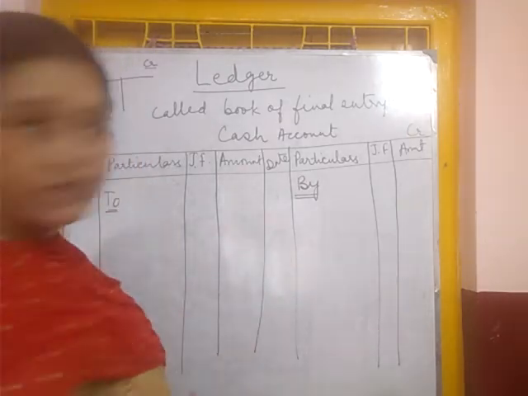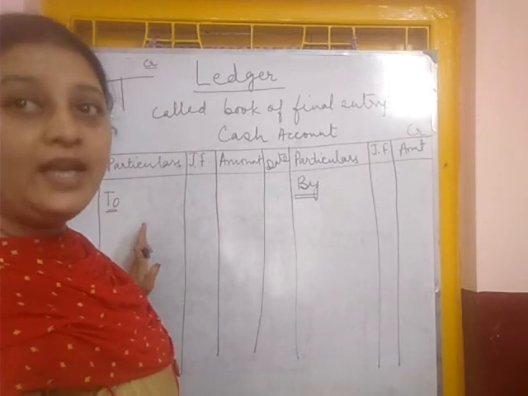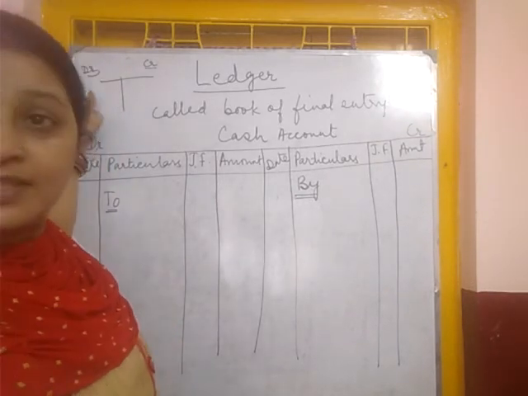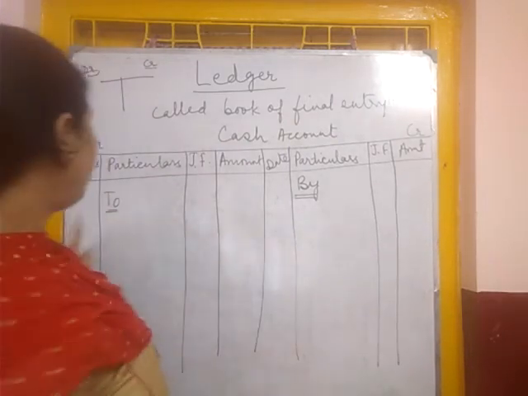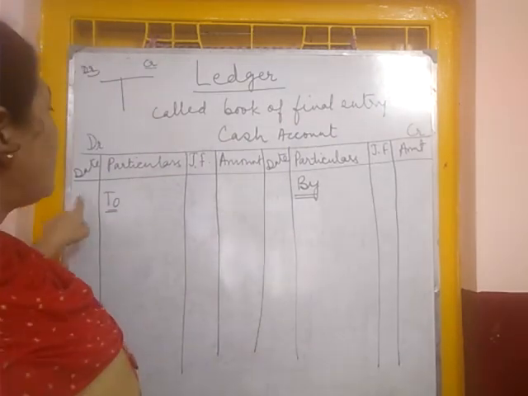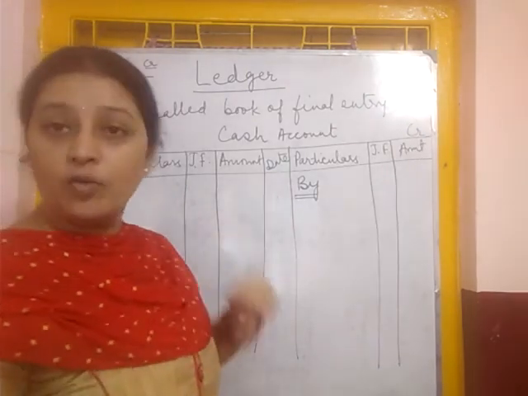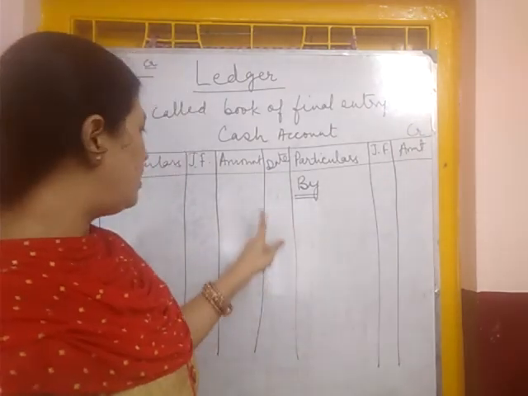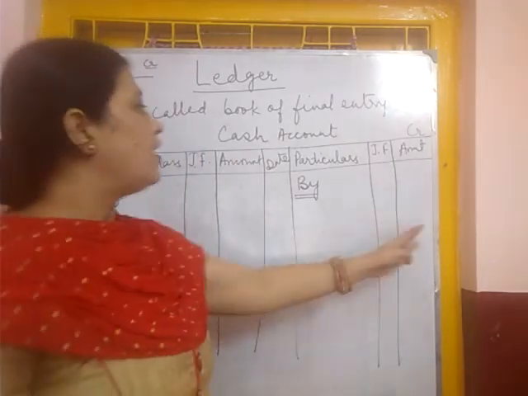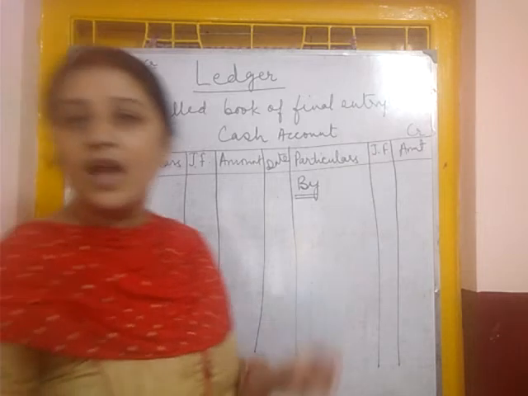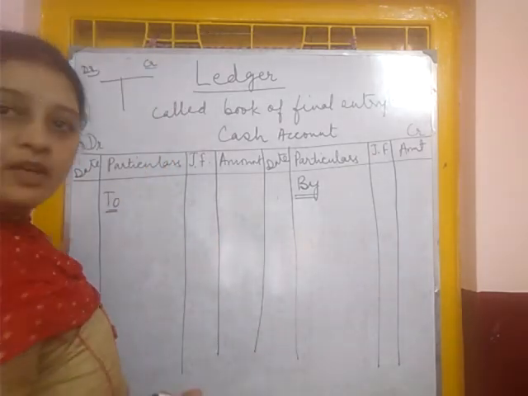Journal, you know the format, you know the entries, how to pass the entries. This is the format of ledger. In ledger, we have two sides, left hand side and right hand side. On the left hand side, how many columns do we have? 1, 2, 3, 4 columns. As well, on the right hand side, how many columns? Same, 4 columns. 1, 2, 3 and 4. So if we make a total of both the sides, how many columns do we have? 8 columns.